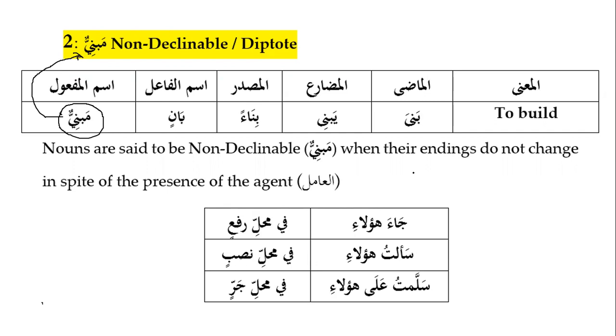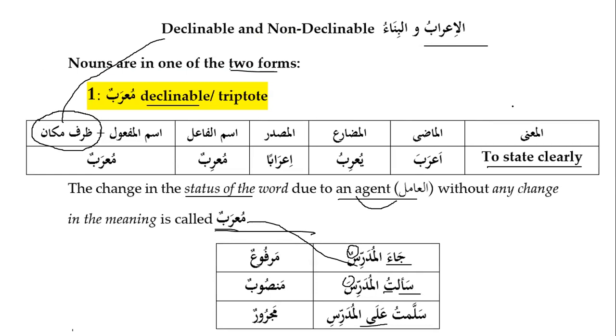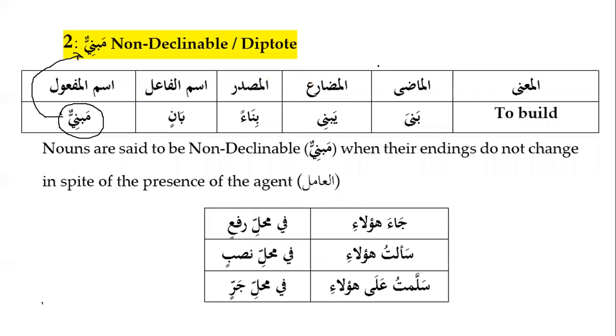So if you look at the topic now, as it says, al-irabu wal-bina'u, that means declinable and non-declinable nouns, the nouns that are flexible and the nouns that do not change. And why do they not change? Al-bina'u means building, and it refers to something that will not change because of the amil. So nouns are said to be non-declinable, mabniyun, when their endings do not change in spite of the presence of an amil, or the agent. So even if we have an amil over there, the ending will not change. So that's it. There are only two types of nouns, mu'rabun and mabniyun. Mu'rabun means they are declinable, and mabniyun means they are non-declinable.